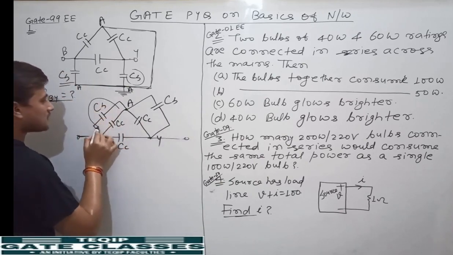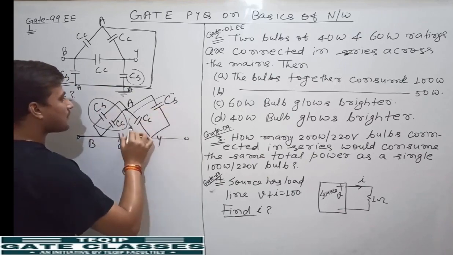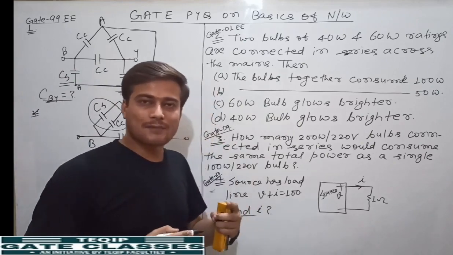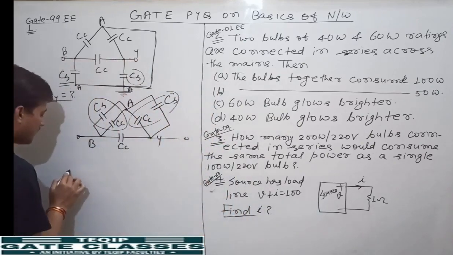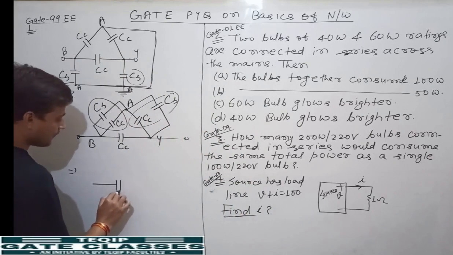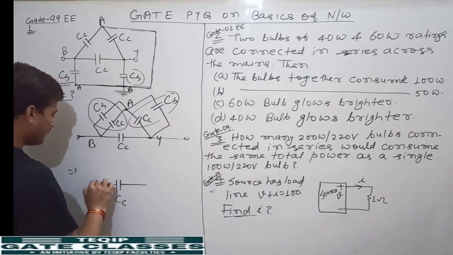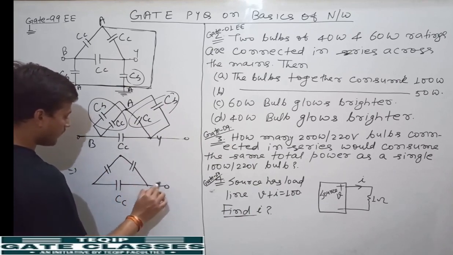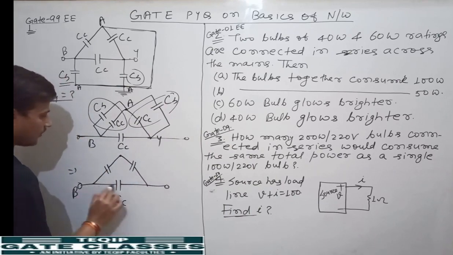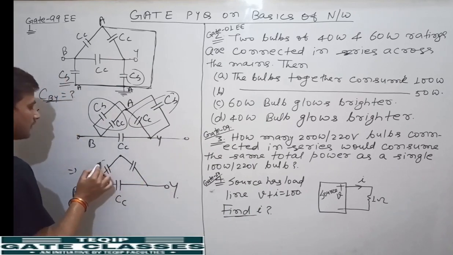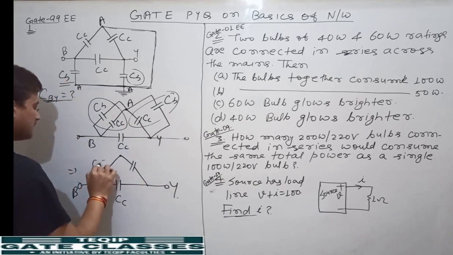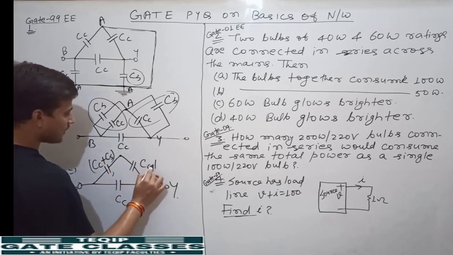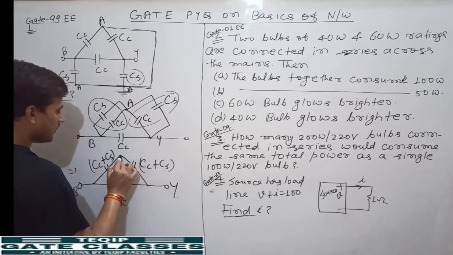So what do you see? You see these two capacitors are in parallel. So when the capacitors are connected in parallel, their capacitances are added. So let us draw the equivalent circuit. It will be like this, CC. Now these two capacitors will be replaced by a single capacitor. You are having B, you are having Y. Now what will be the value of this capacitance? This will be CC plus CS. Similarly here also it will be CC plus CS. This terminal is A.